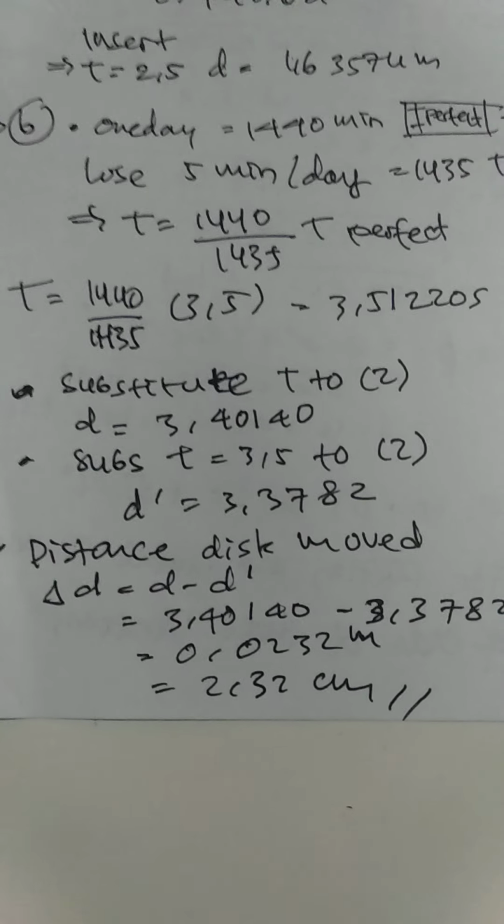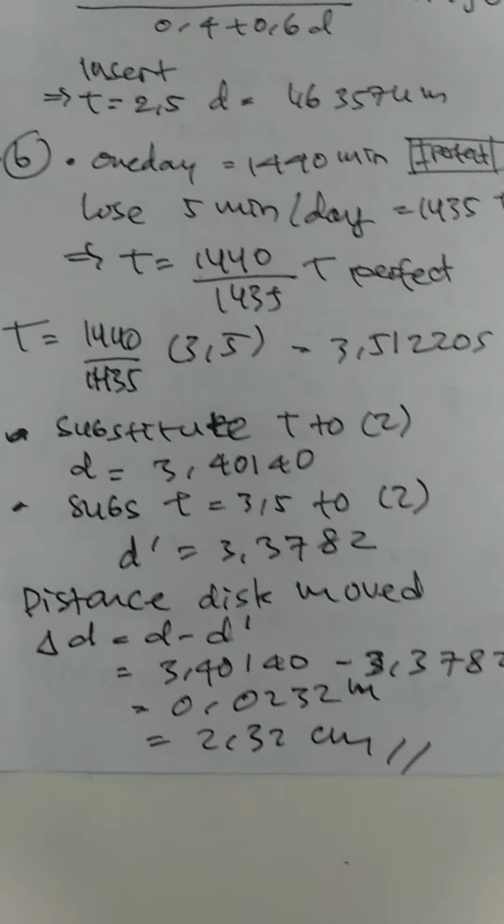Substitute T equals 3.5 to the equation, and the second d, the displacement, is 3.3782. The distance moved, delta D equals D minus the second d, so we get the result, 2.32 centimeter. This is number 10, and next is number 11.